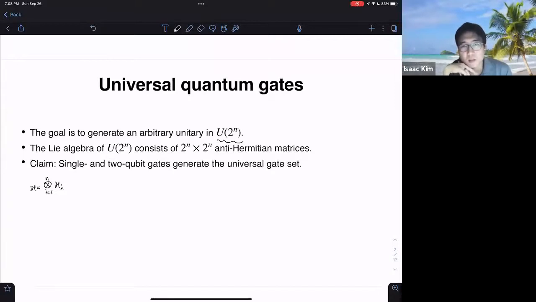And so the question that I want to address is: is there a universal gate set, in the sense that you can implement any unitary operation? You can synthesize any unitary operation from a sequence of gates in the universal gate set. And the claim is that if you can apply any single qubit gate and any two qubit gate, then this will be sufficient to generate the entire universal gate set.